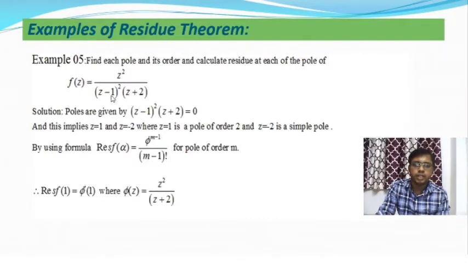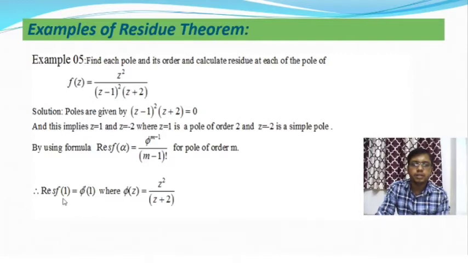So poles are given by (z minus 1) whole square into (z plus 2) is equal to 0. So from this we will get z is equal to 1 and z is equal to minus 2, where z is equal to 1 is a pole of order 2 and z is equal to minus 2 is a simple pole. So now using the formula for residue at a finite pole, this is the residue at a finite pole z is equal to alpha. Okay, so the residue at z is equal to alpha will be phi to the power (m minus 1) by (m minus 1) factorial for the pole of order m.